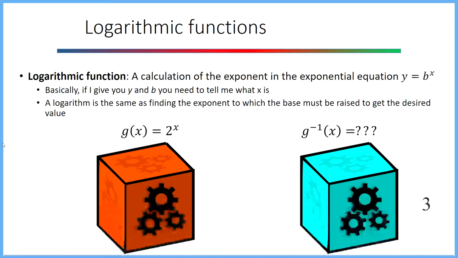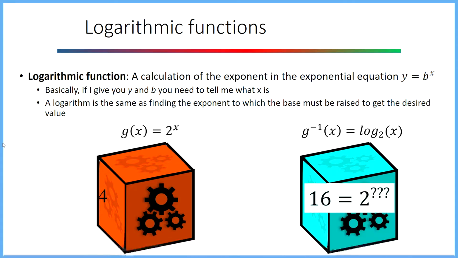As I said, we define the inverse function of an exponential as a logarithmic function. So we know that g inverse of x must be a logarithmic function. And we write it using the nomenclature log base 2 of x. Log base 2 of x answers the question, if I give you some number, what exponent do you need to put on the number 2 in order to give me my number? For instance, if I give you 16, what x do you have to put on 2 to get 16?